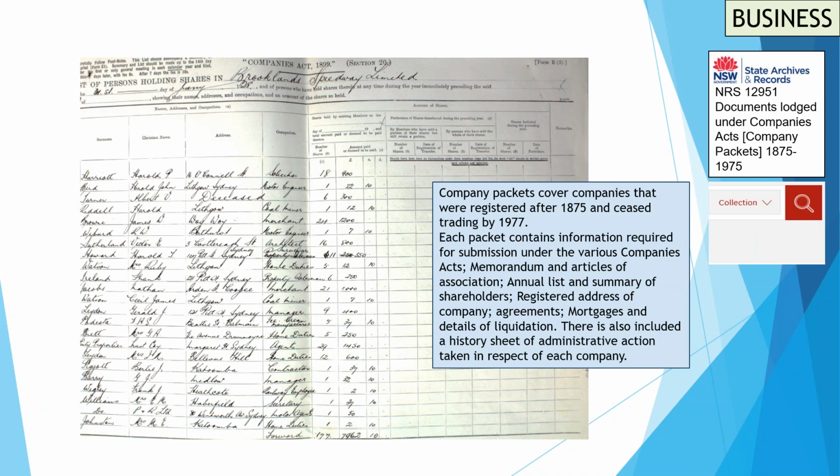This is an example of a Brookland Speedway Limited. They were going to build a speedway near the archives here, and thankfully for all researchers in the reading room, they never went through with it. But as you can see here, it gives the names of the shareholders, the addresses, the occupations, the amount of money that they've declared, and so forth. You can find other varieties of records in there as well: a summary of shareholders, the registered address of the company, mortgages and details of liquidation, and a history sheet of administration action taken in respect to the company as well.